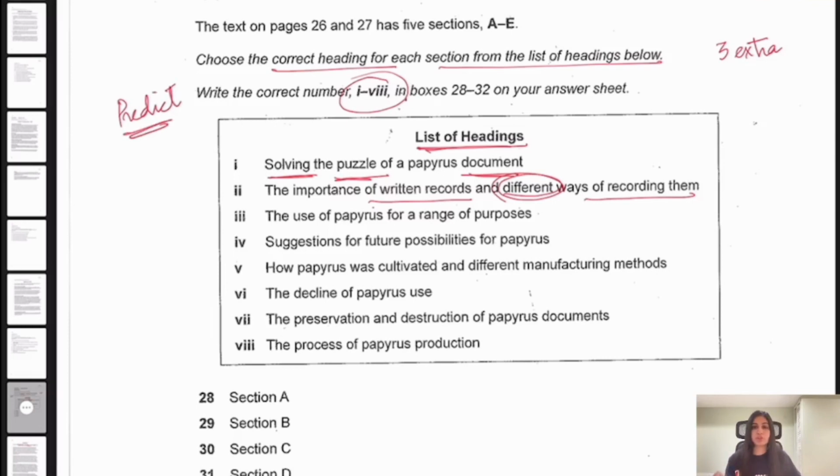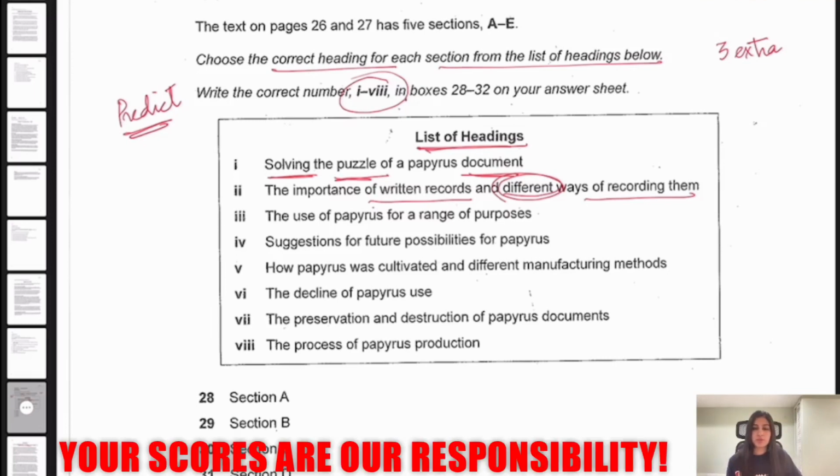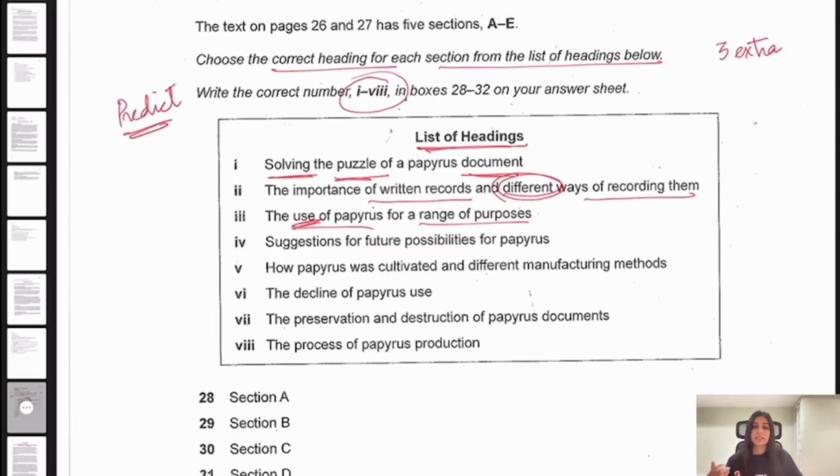Prediction is different from accuracy. I'm not sure, but this is what I can gauge after reading the list of headings. The use of papyrus for a range of purposes. So use of this plant for a range of purposes. So use is mentioned, which means that they list some uses for different purposes. Range is important. So there will be a list of different purposes for which this plant is used.